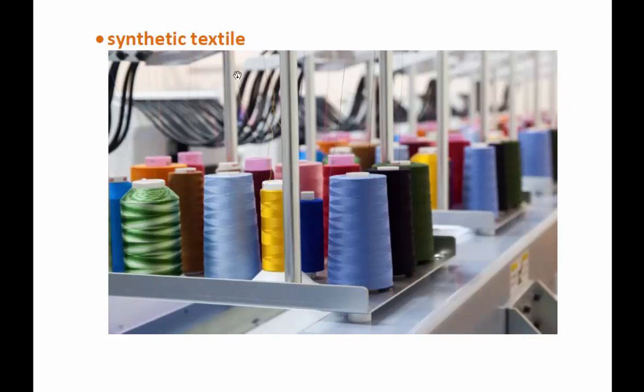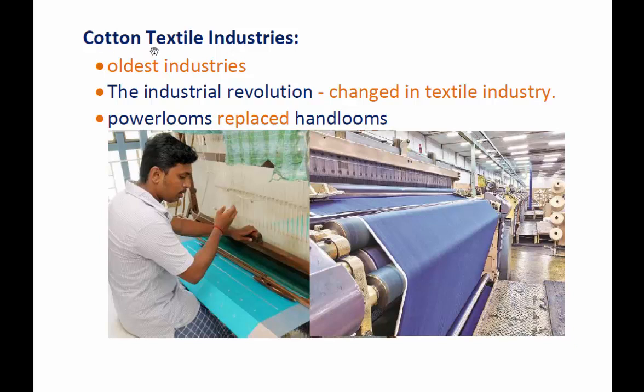Synthetic textile means the textiles such as nylon, such as styrene. All these things consist of these synthetic textiles. They are also used for producing different types of clothes. All right, so out of these, let us take this cotton textile industries. Cotton textile industries are or were the oldest industries in the world, so to say.